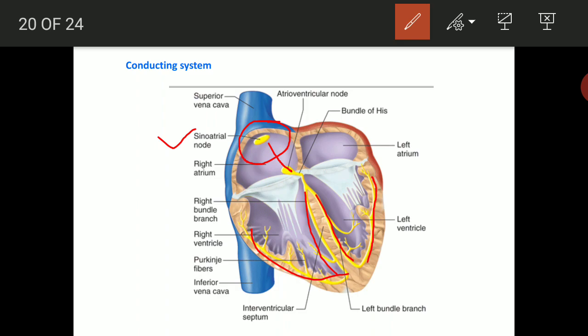So this is the conducting system of the heart, and because of that, electrical activity which is generated at the SA node travels to the whole of the heart, and because of that, heart contraction or systole or diastole occurs.